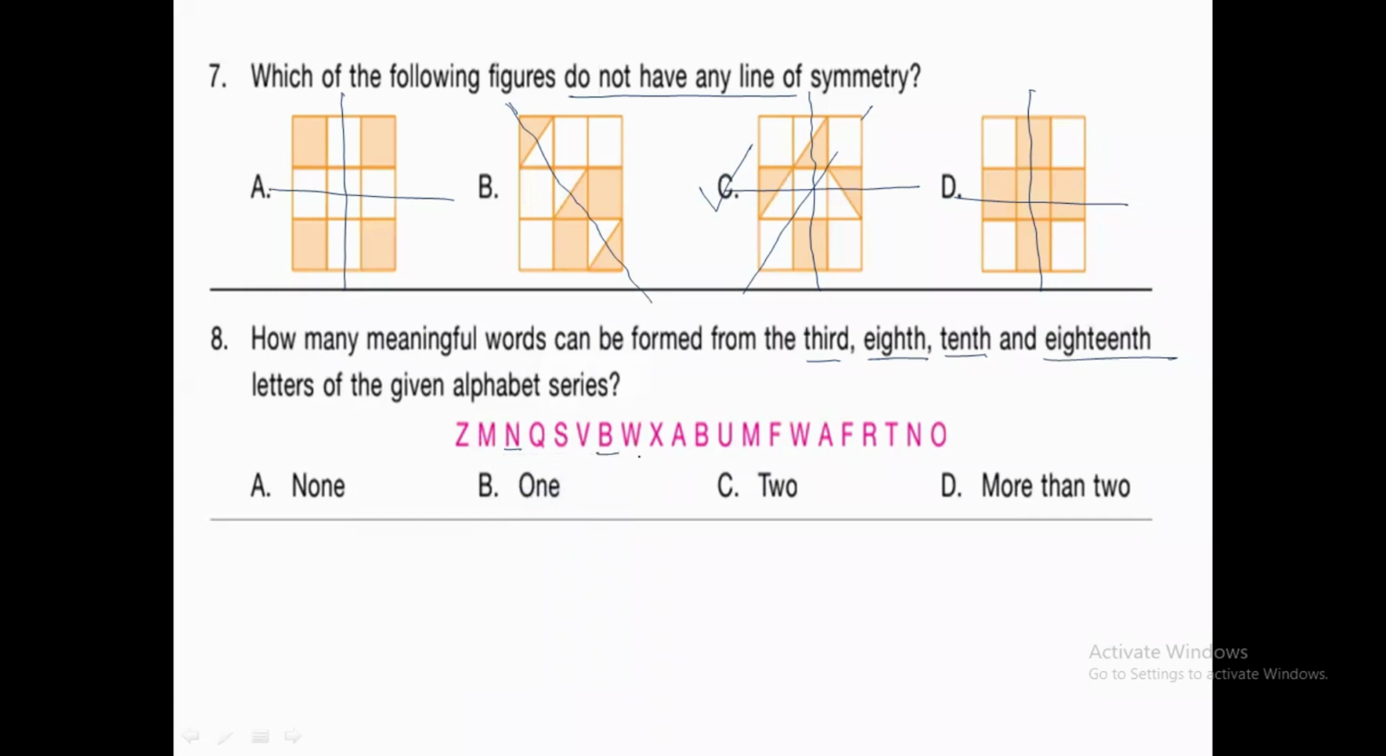Okay. Now we need to find which one is our 10th letter. 1, 2, 3, 4, 5, 6, 7, 8. Okay, the eighth letter will be W only. And the 10th letter will be A. Now, which one is our 18th letter? 11, 12, 13, 14, 15, 16, 17, 18. The 18th letter will be R. Okay, so the alphabets that we have are N, W, A, R.